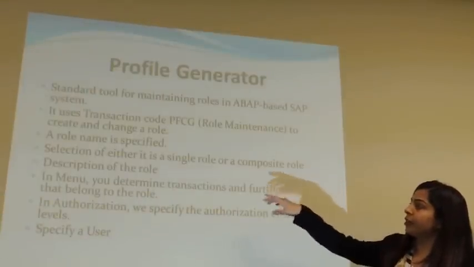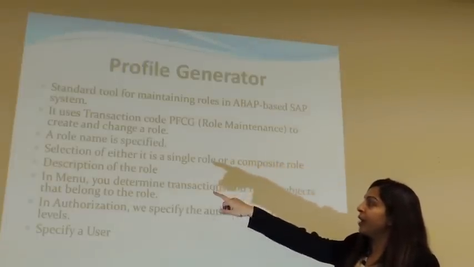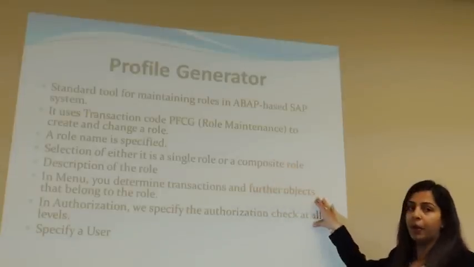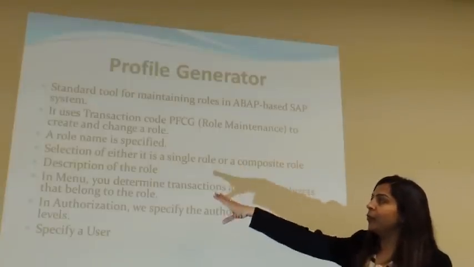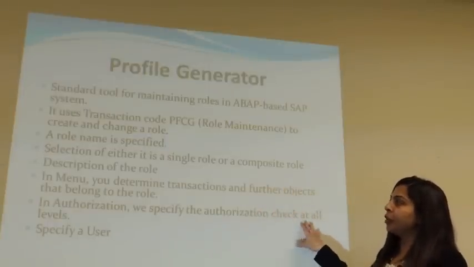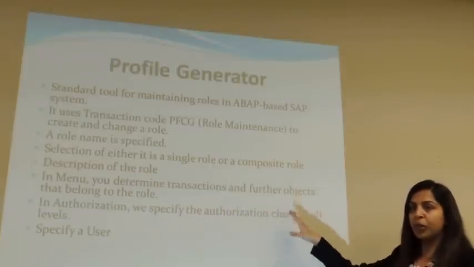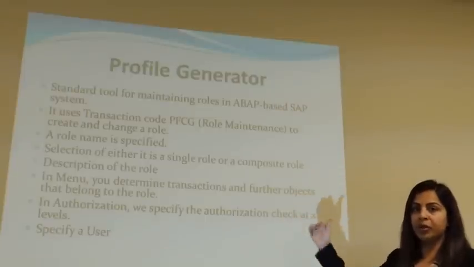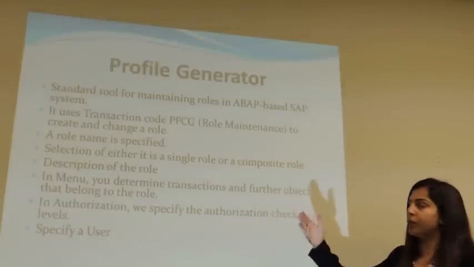Going into the profile generator, first of all, we will assign a name to the role. Moving further, we will have selection of whether that role is a single role or a composite role. So we have the option of clicking on any one of them. Then we will include a description of the role in this generator, after which we will move on to the menu. The menu will have different transaction codes in it, which will be assigned to the role. This will be related to the role, the name of the role, and what the functions of the role are. So the transaction codes will depend on those functions and will be according to those functions.